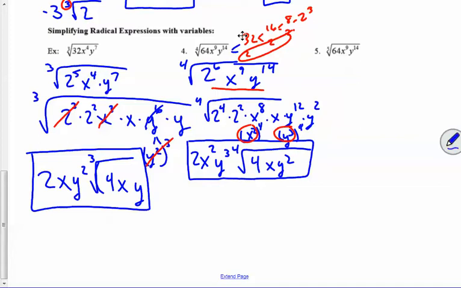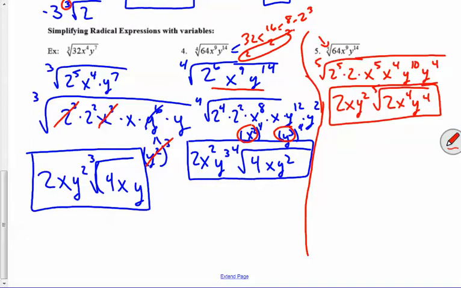But the more you do it, the better it should get. Just try to practice and ask questions if you're confused. The feedback that we give you will help you get better. All right, so just keep trying. Note this one is a 5th root, so let's see how this looks. Pause the video and try this next problem. Okay, so here is our answer to number 5, 2x y squared to the 5th root of 2x to the 4th y to the 4th.